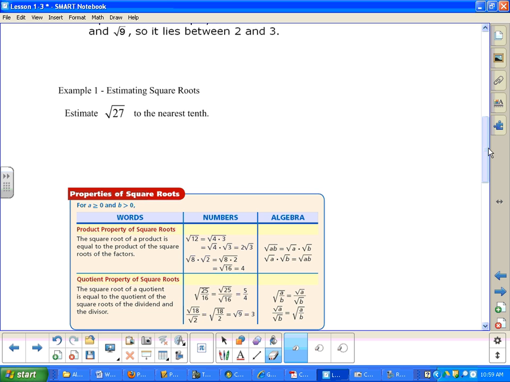And so, Nolan, what do you get when you type square root of 27 in your calculator? 5.19. So if I'm going to write it to the nearest tenth, I would say 5.2, okay?